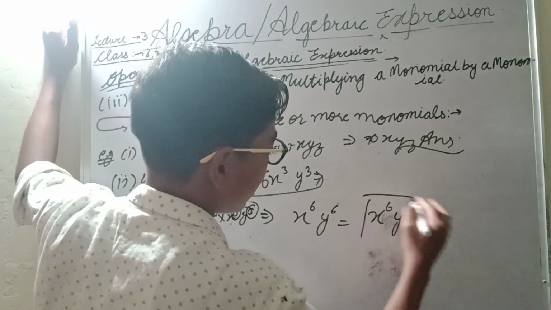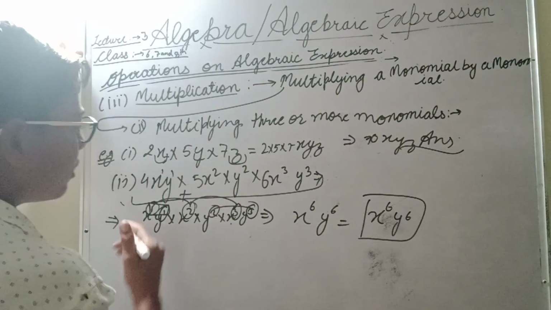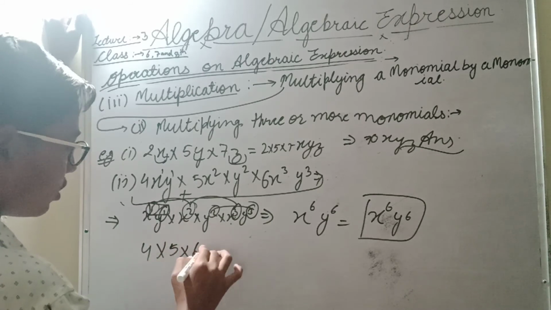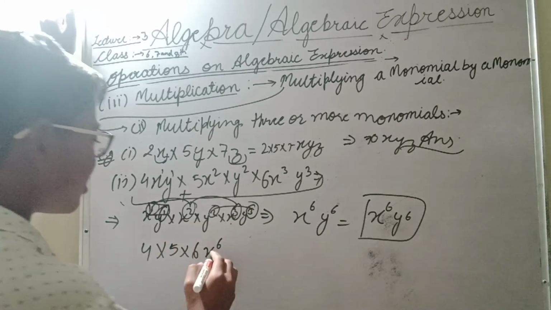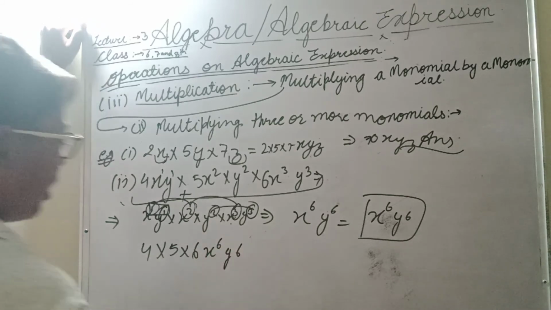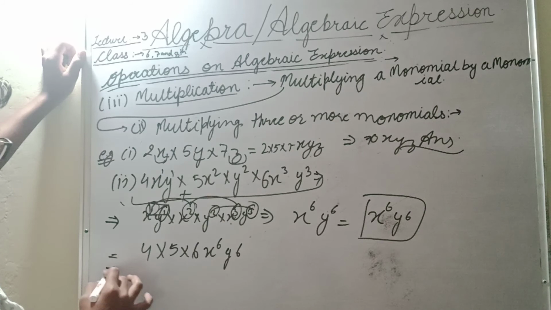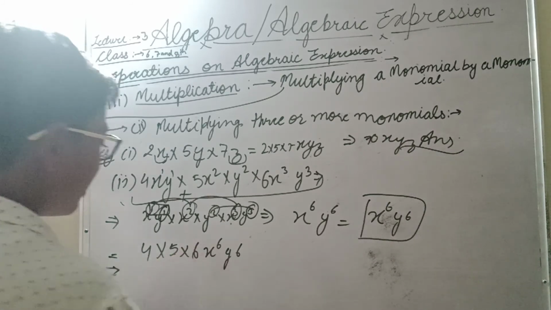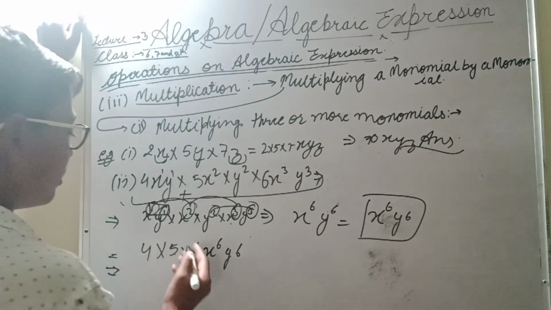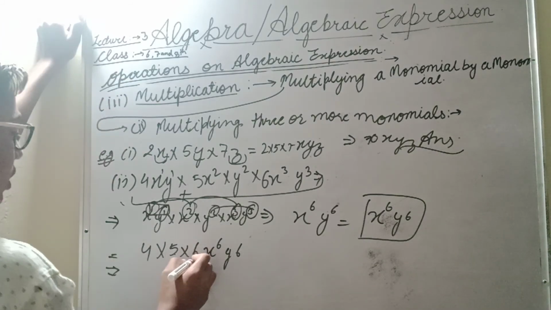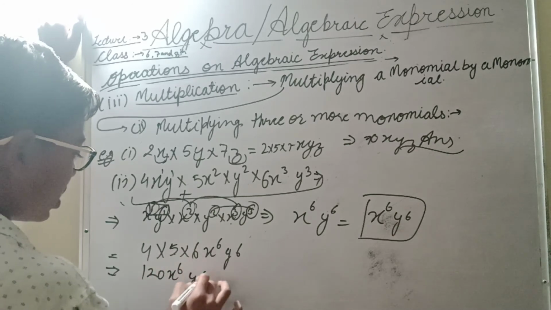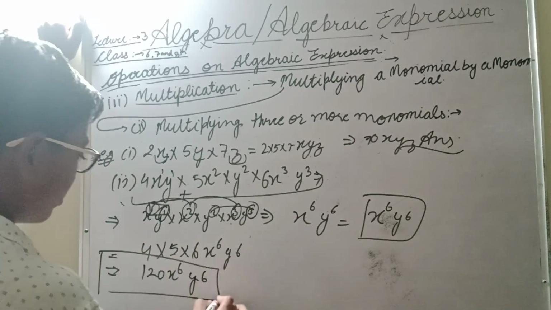And what do we get now? 4 into 5 into 6, x to the power 6 and y to the power 6. 5 sixes are 30, and 4 times 30 is 120. So 120 x to the power 6 y to the power 6. This is the answer.